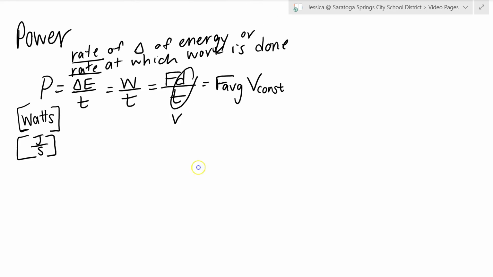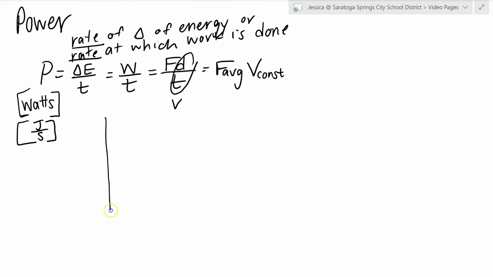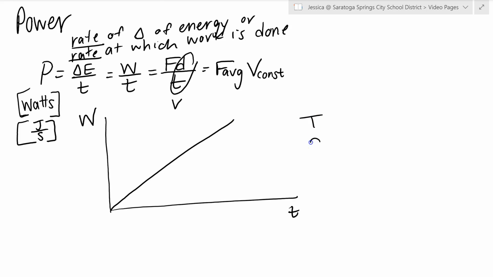Okay. One thing that you might be asked to do with power is you might be given a work versus time graph, something like this. Okay, so TSA the graph. The title is work versus time. Slope is work over time. Area is work times time. The slope of this graph ends up giving us the power.